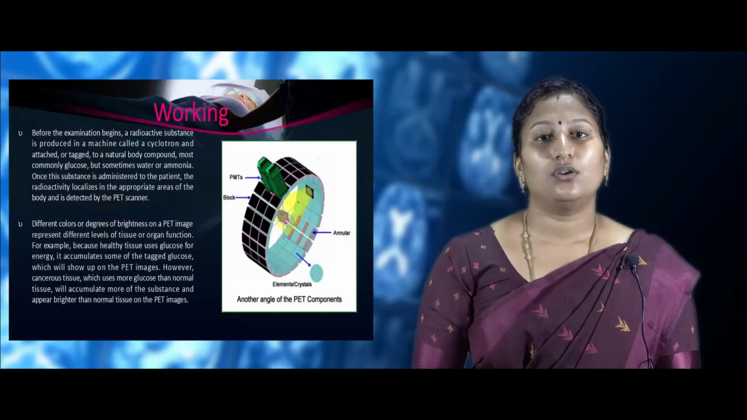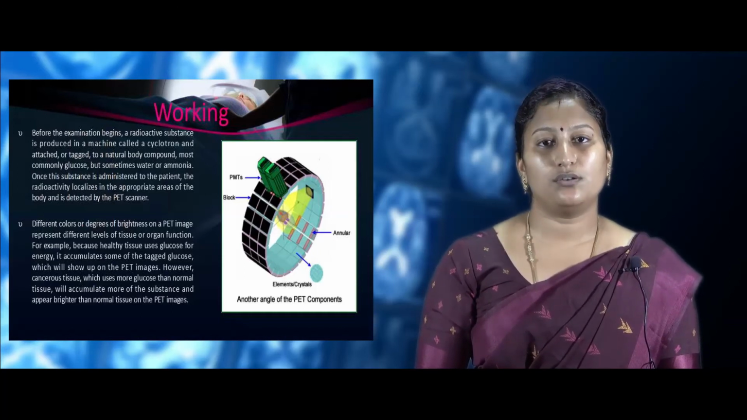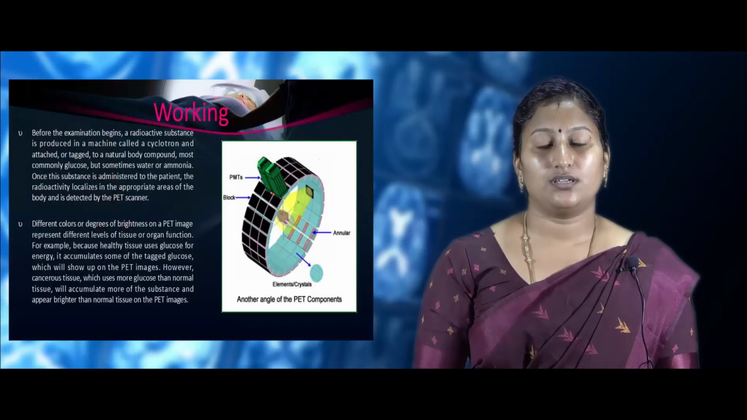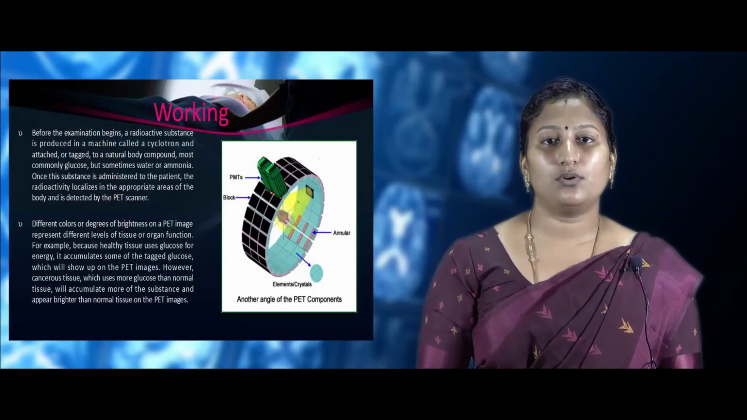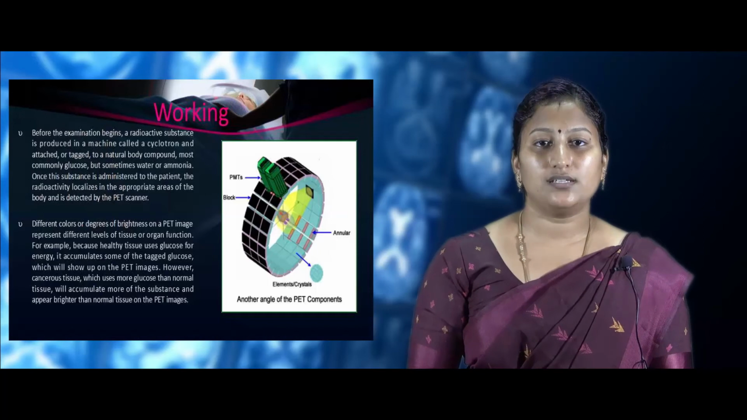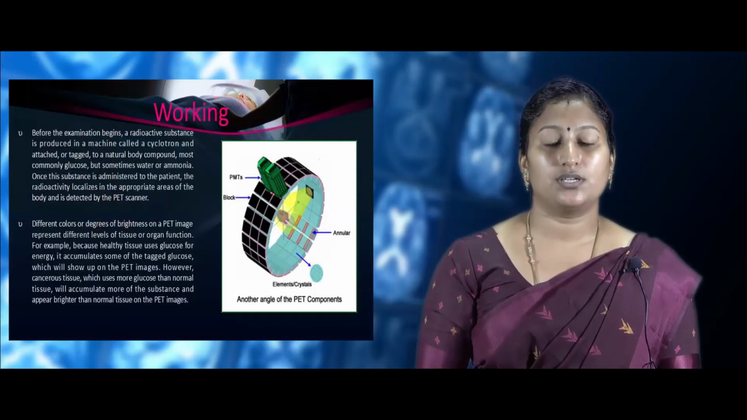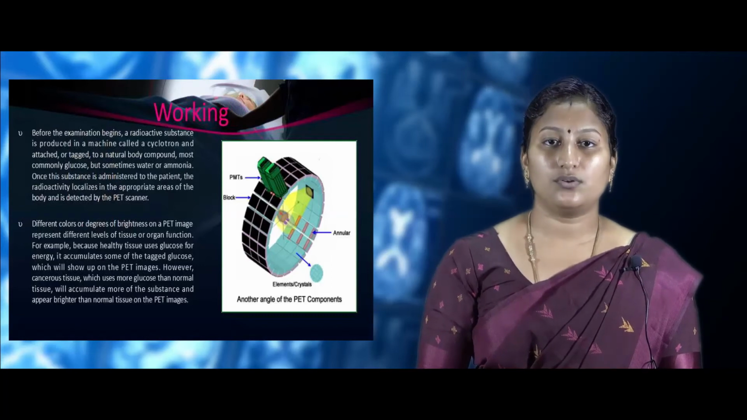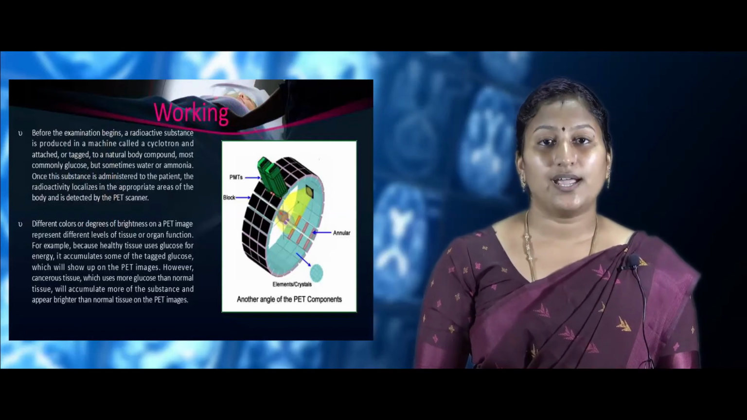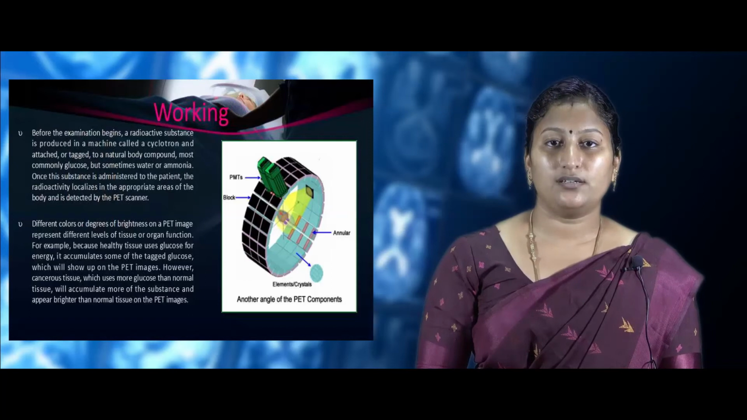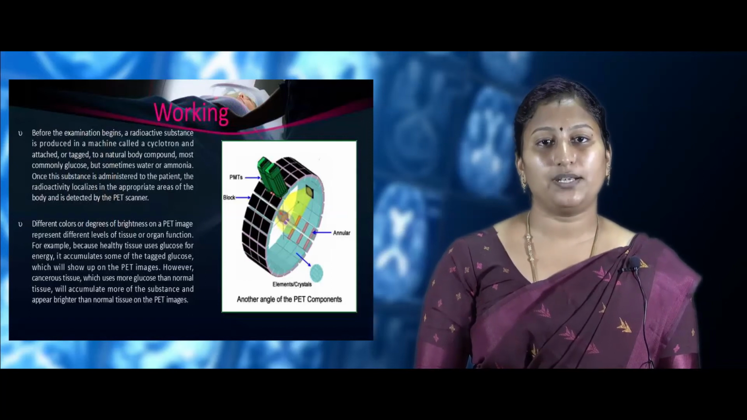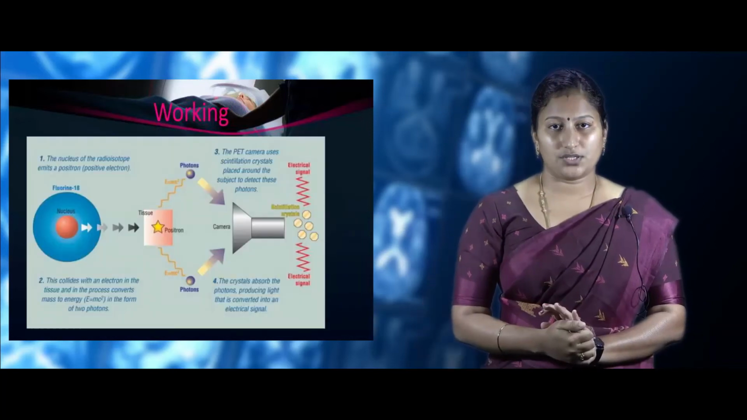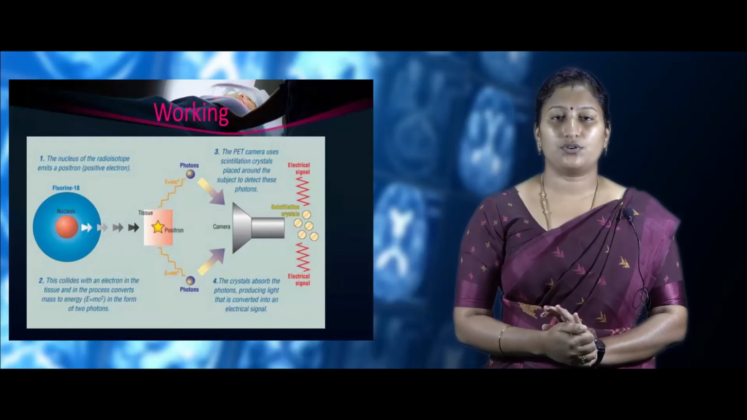For example, normal tissues use glucose for energy. They accumulate some amount of tagged glucose, and it shows up on the PET image. However, cancerous tissues absorb more glucose than normal tissues, and they appear brighter than normal tissues on the PET image. The nucleus of the radioisotope emits a positron, a positively charged electron.